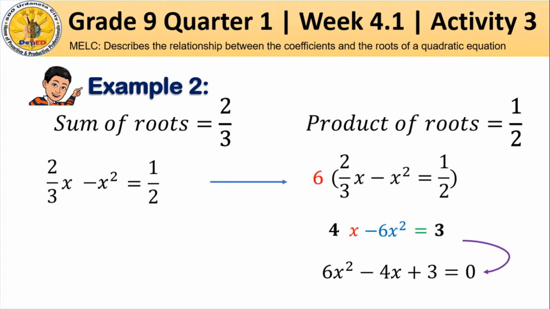Therefore, the quadratic equation having the sum of the roots, which is 2/3, and the product of the roots, which is 1/2, is 6x squared minus 4x plus 3 is equal to 0.